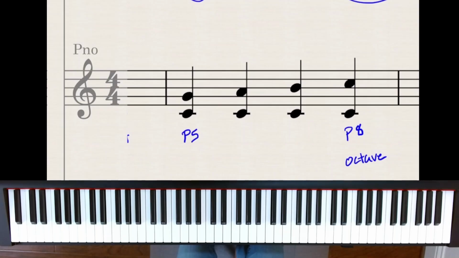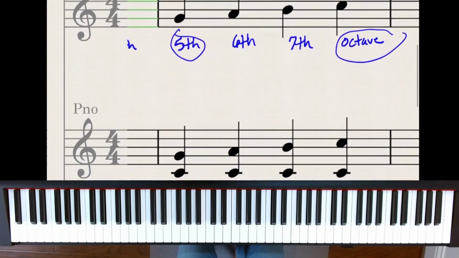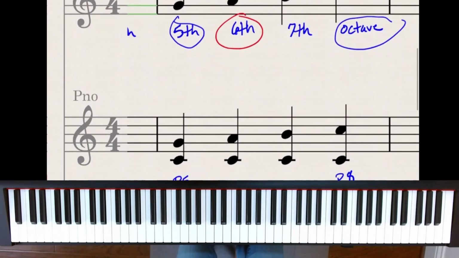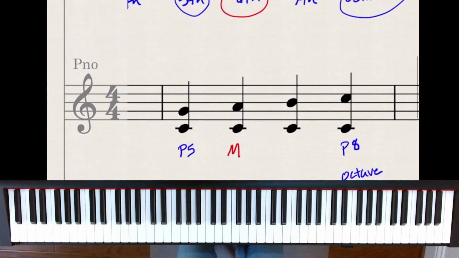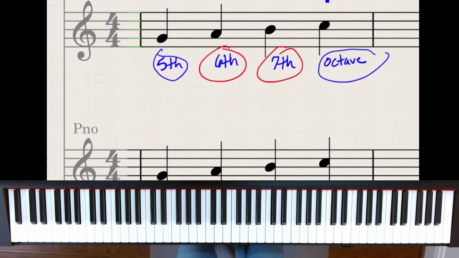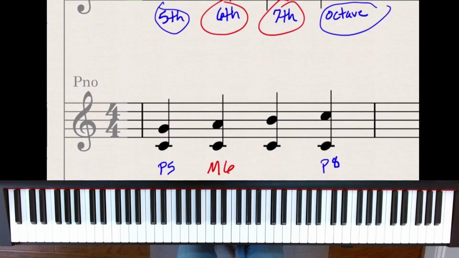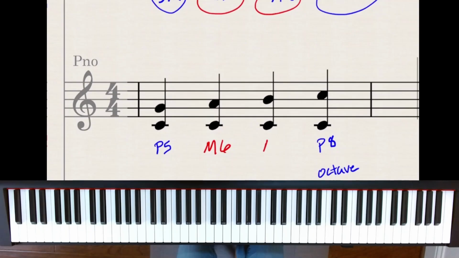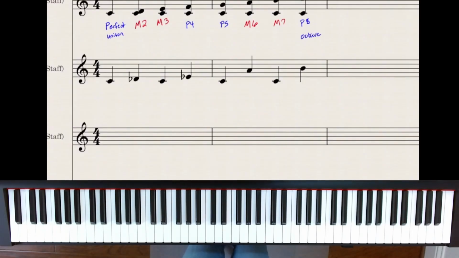Over here, we said from C to A is a sixth, so major 6th. And the last one we said from C to B was a seventh, so we have major 7th. Now let's go ahead and take a look at how we find minor intervals.